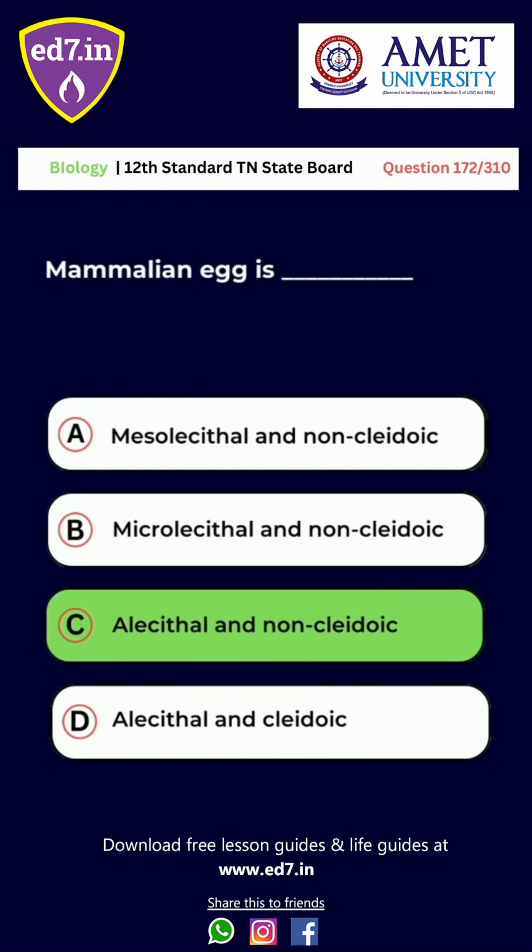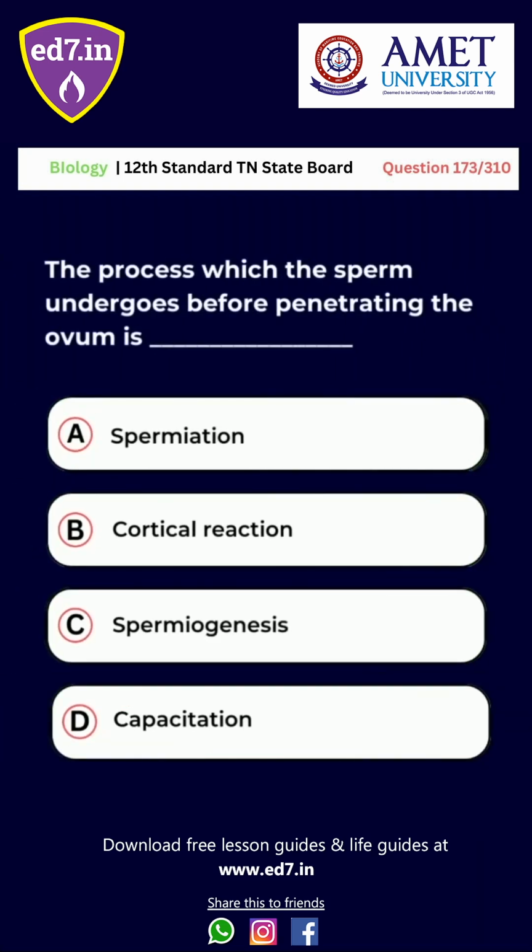Alecithal and non-cleidoic. Question number 173. The process which the sperm undergoes before penetrating the ovum is option A. Spermiation. B. Cortical reaction. C. Spermiogenesis. D. Capacitation. And the right answer for this question is option D.